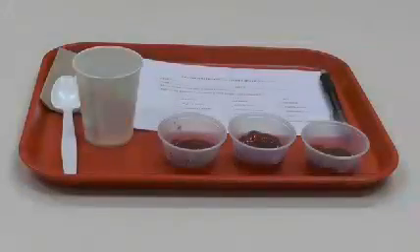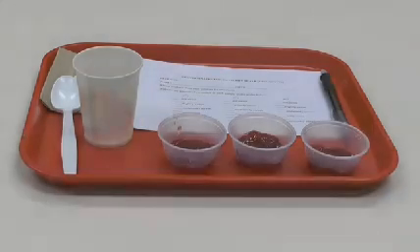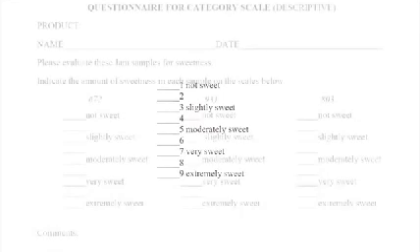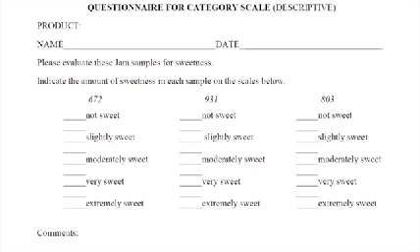Category scales are also known as structured scales. They range from 6 to 10 points, with 7-point and 9-point scales being the most commonly used. This type of descriptive analysis allows one or more samples to be evaluated for a single or multiple attributes. Here is an example of a category scale questionnaire asking the panelists to evaluate 3 different jam samples for sweetness and to indicate the level of sweetness that best suits the sample.